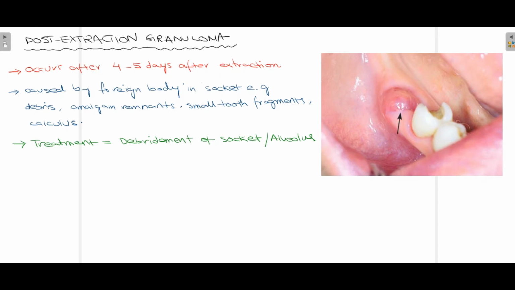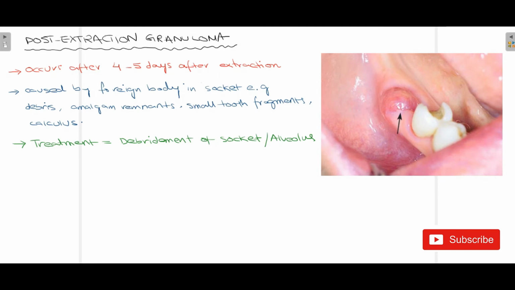Now, this granuloma has many causes. Some of the most common causes are, for example, we have extracted a tooth that had some amalgam filling. If the tooth socket is not properly irrigated and cleaned, amalgam can accumulate in the socket, and this can irritate the socket and lead to formation of this post-extraction granuloma. Other causes include a small tooth fragment that has remained inside the socket. Even calculus at times can cause post-extraction granuloma.